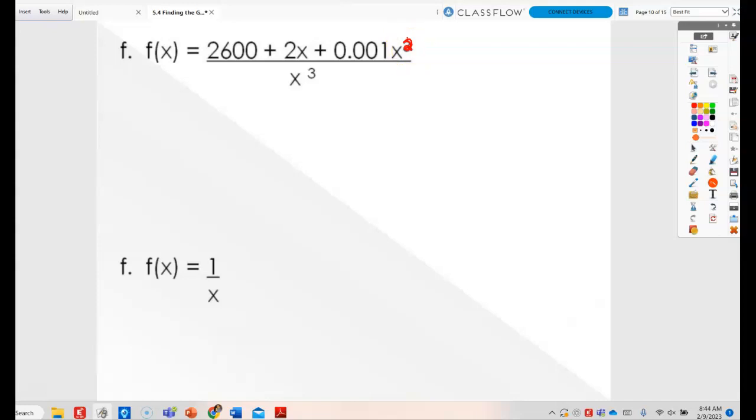All right, so again, same idea. You have to take that single denominator and write it under all of your numerators because we don't have a quotient rule. So this is really the same as 2,600 x to the negative 3 plus 2x, x over x cubed becomes x to the negative 2 plus 0.001 x to the negative 1.